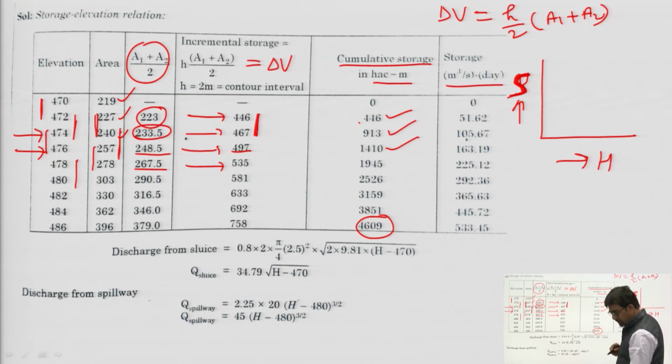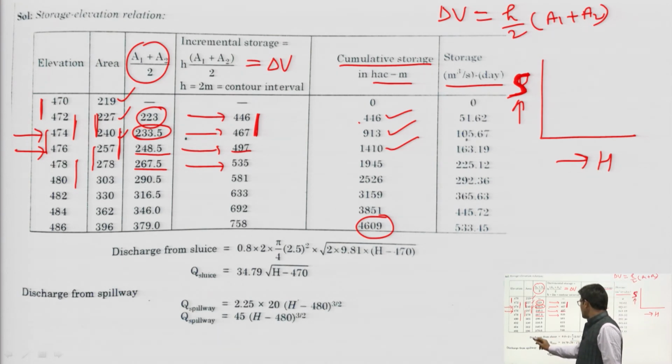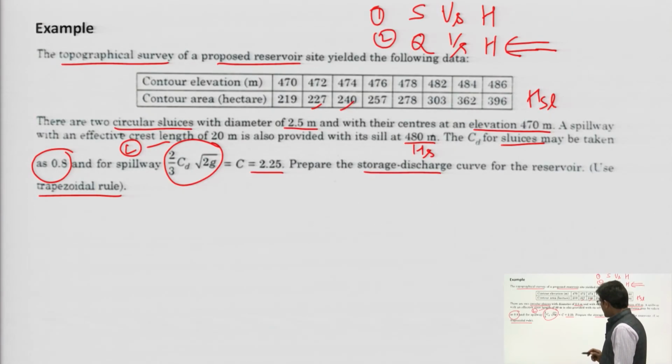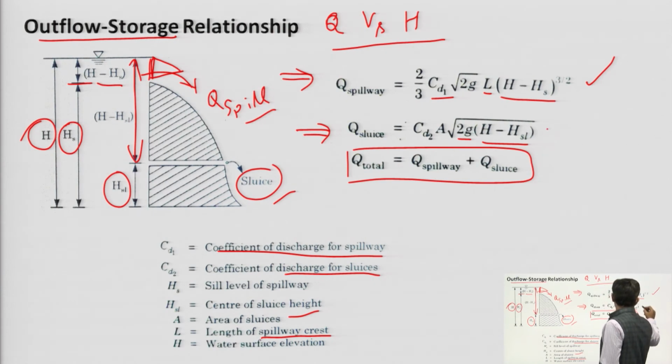The second thing we need to calculate is the discharge. We need to have the discharge versus elevation. So, we need to use the equations for discharge for sluice. That equation we will use: Cd into A under root of 2g, and the constant value under the root.